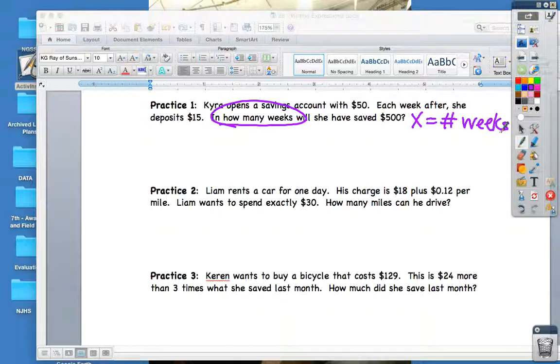Then what I do is I read through and see how everything relates to how many weeks, right? So in this particular problem, it says she starts with $50. So she starts with $50, and then she adds to it. She deposits $15 a week, and we already said x is our week, plus $15 a week. How much total money does she want to save? $500.